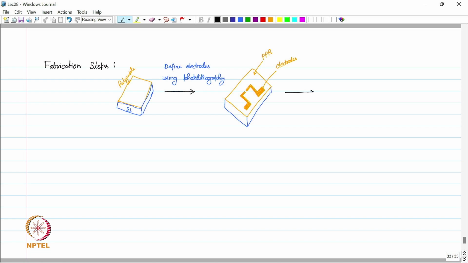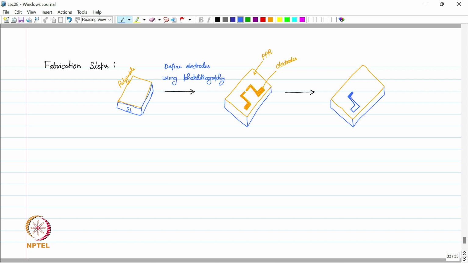Now the next step is to sputter copper on top of this so that these electrodes are conductive. On the bottom we still have silicon. Now these pads will look something different because now we put copper on top of it. So let's take the metal as blue.